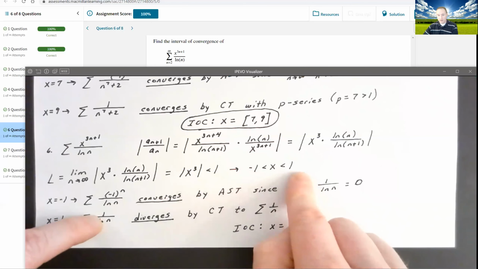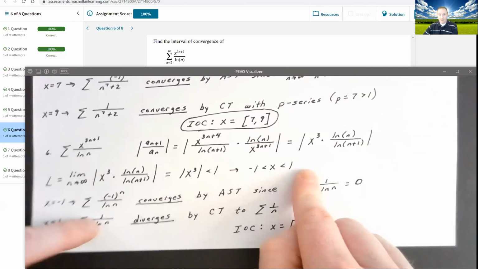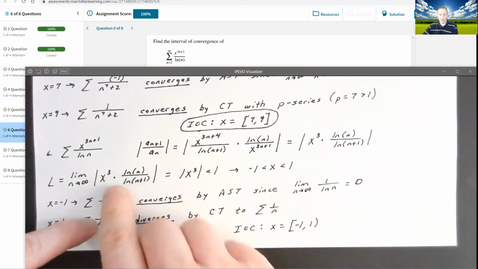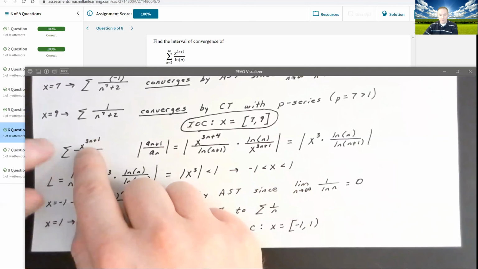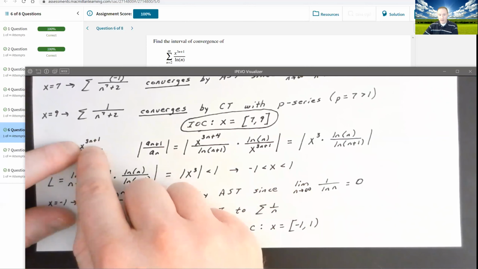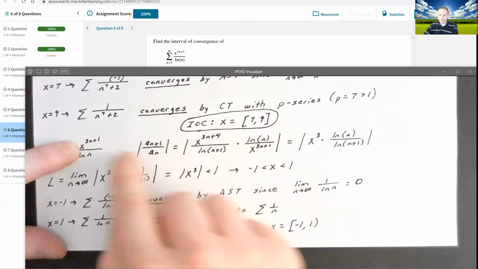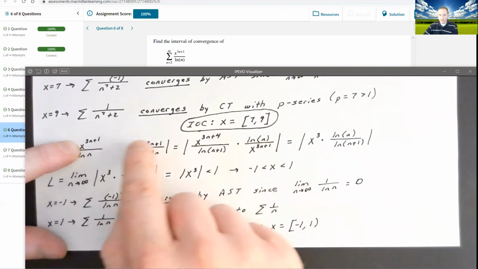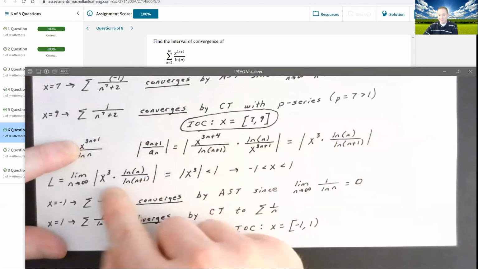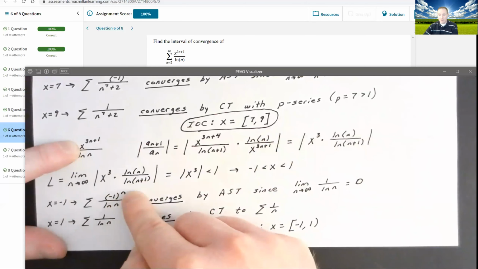And I can say, well, let's test the endpoints. I test a -1. What happens when you plug a -1 into this function? So my numerator would be -1. Now notice, I didn't worry about the 3n plus 1 power. The reason I didn't, it's the same thing as -1 to the n.